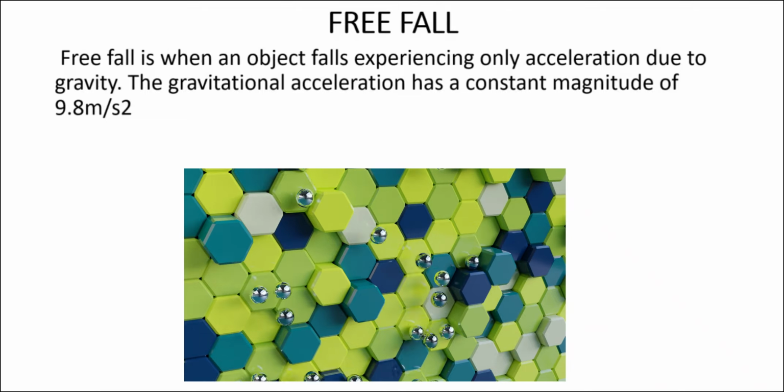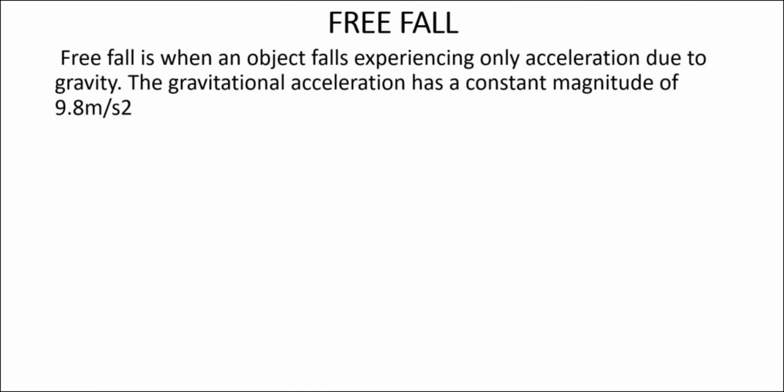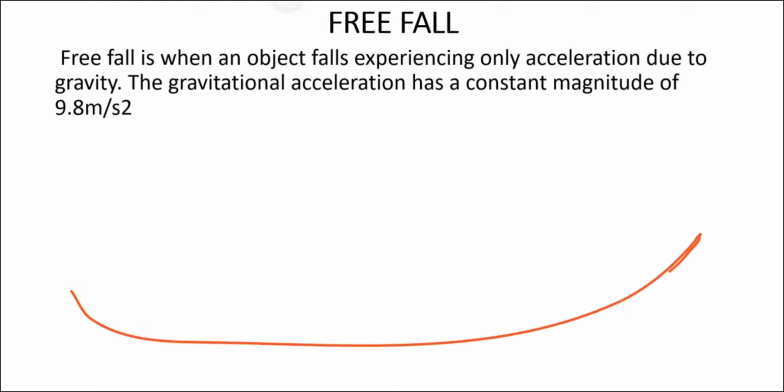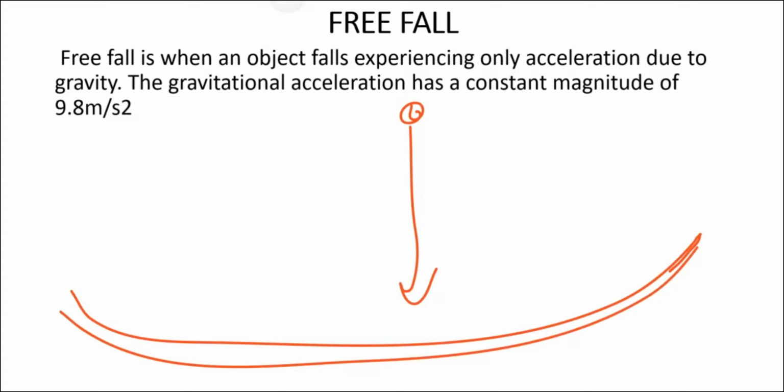The simplest real-life example of motion under a pretty constant acceleration is the motion of an object in the gravitational field near the surface of the earth, ignoring any effects due to air. So when an object, this is the surface of the earth, and an object here falls within the gravitational field near the surface of the earth, that's what this is talking about.